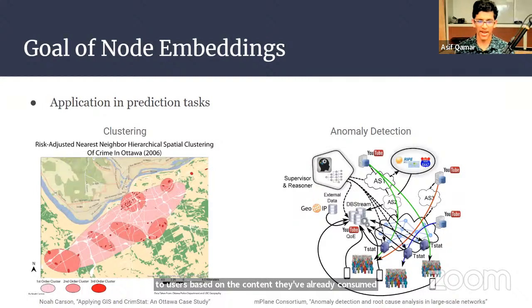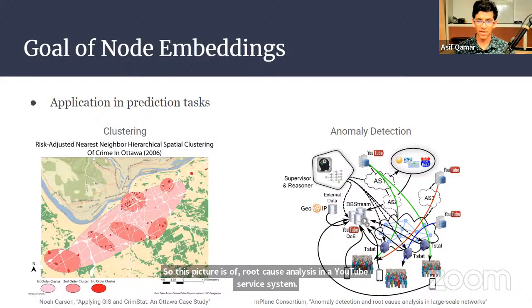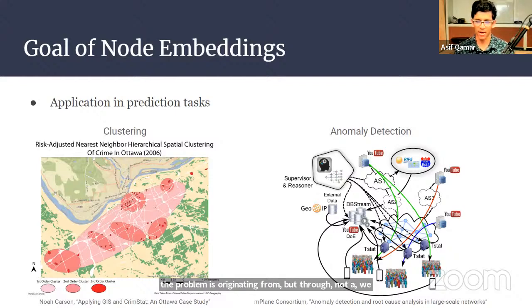We can also use node embeddings for clustering. Here we have a crime map in Ottawa where areas of high crime incidents are specifically identified. So whenever we want to identify communities or just significant groups within a graph, we can use clustering for that. And we can also use node embeddings for anomaly detection. So this picture is of root cause analysis in a YouTube service system. And it would be difficult for a human to identify where the problem is originating from, but through node embedding, we can identify the root cause of an issue by determining which node isn't behaving like others.